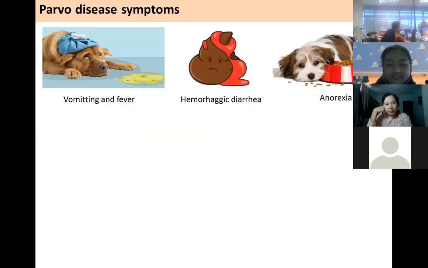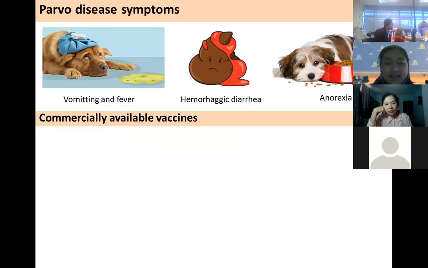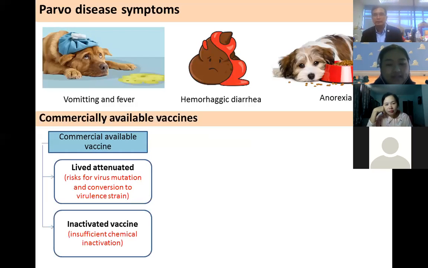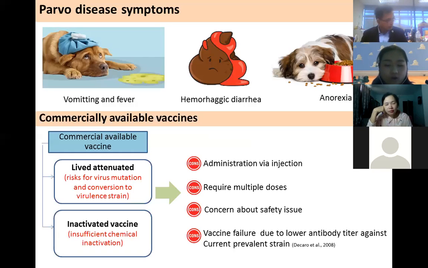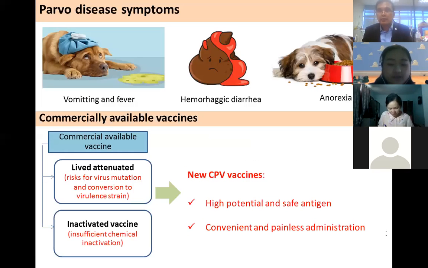So to prevent this disease, dogs must be vaccinated. Commercially available vaccines in the market are live attenuated and inactivated vaccines. However, there are some concerns over these vaccines, such as risk for virus mutation and conversion to variant strain for live attenuated vaccine, insufficient chemical inactivation or immunogenicity change due to chemical inactivation for inactivated vaccine, and multiple doses may be required. So newer vaccine candidates containing safe and high potential antigen are needed. Moreover, convenient and painless administration is of interest since the vaccine should be given to puppies at a very young age.